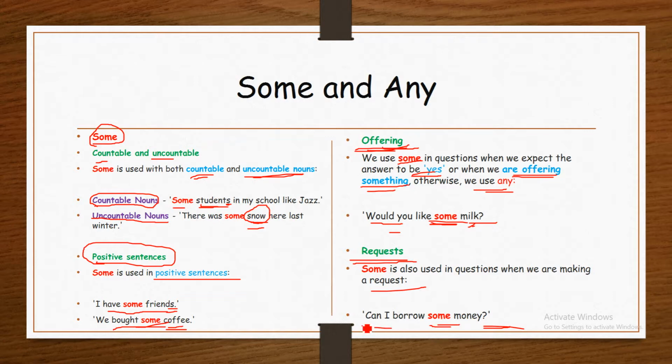It is a request. It is a question. The modal can, we studied in the previous lessons. We said can be used to make requests. Can I borrow some money? And also some is used to make a request. Some money. Money is an uncountable noun.